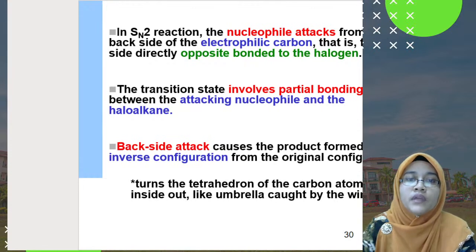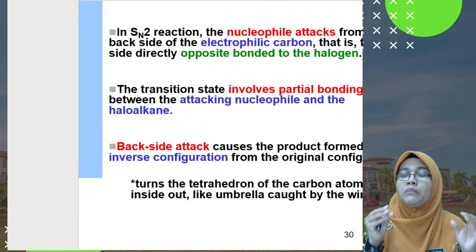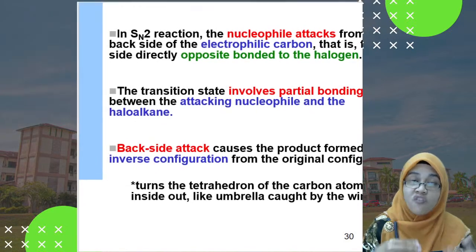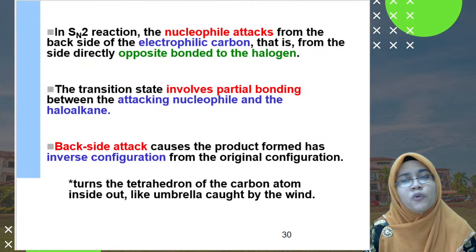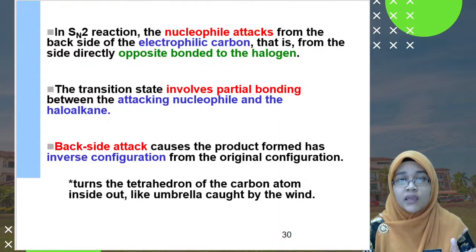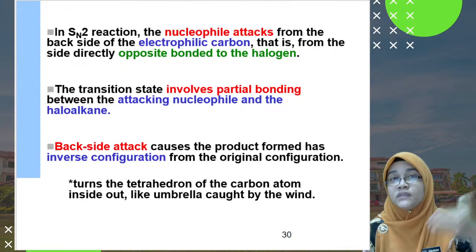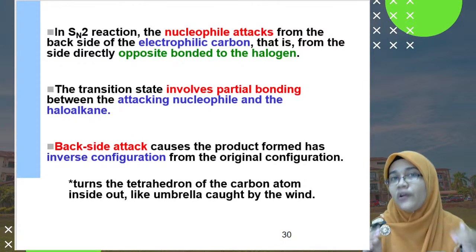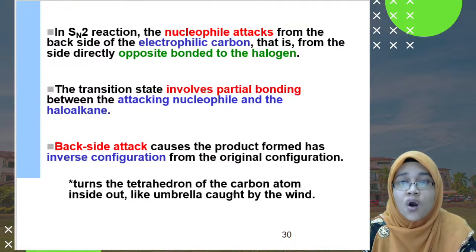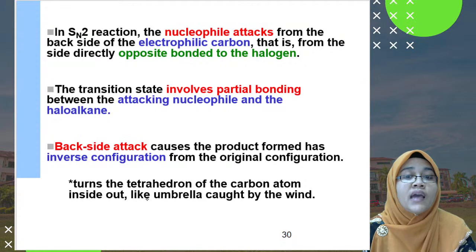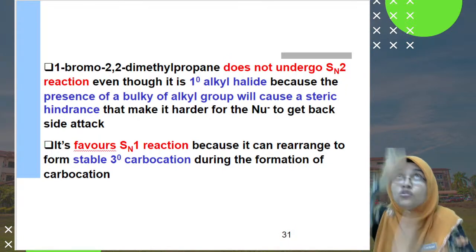Okay, so the transition state involves partial bonding. The transition state we mentioned earlier is partially formed, half-done, meaning in the process of forming a bond and in the process of breaking the bond. Alright, so the backside attack causes the product to form with inverted configuration, the inverted umbrella from earlier. Whatever the tetrahedral arrangement was, it backstabs in the opposite direction. The new nucleophile takes place in the opposite direction of your halogen. It turns the tetrahedron of the alpha carbon inside out, like an umbrella caught by the wind. Like that.